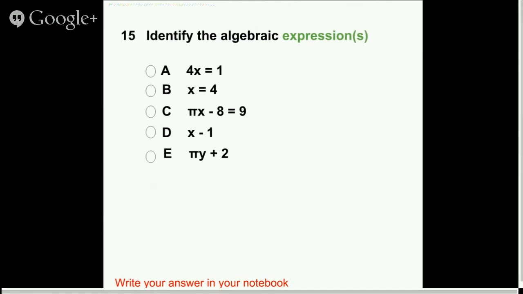All right, try again. Find the expressions. Go ahead and pause it. Correct answers are D and E. Those are the only two without equal signs.